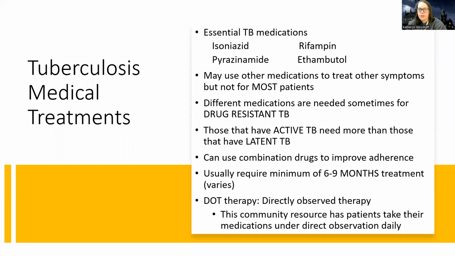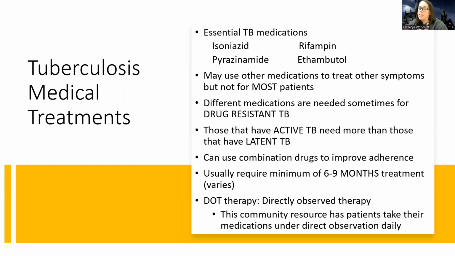So how do we treat tuberculosis? There's a variety of meds that can be used, but they're seen as 4 essential meds listed here. We're going to talk about them more individually coming up. But we can use other medications for the symptoms, like some of the other upper respiratory meds we talked about. If they're having a cough, we can give them antitussives, things like that. But these aren't really seen as a treatment for tuberculosis. It's just more supportive.